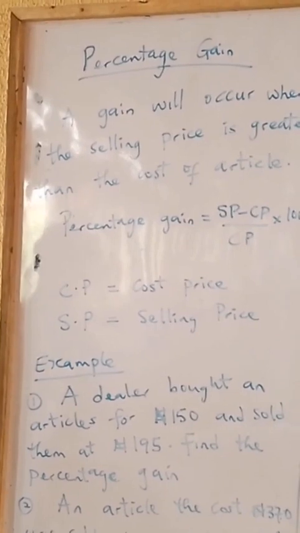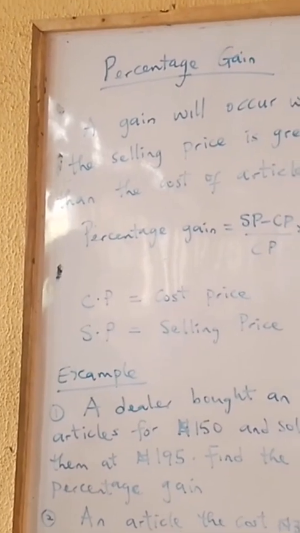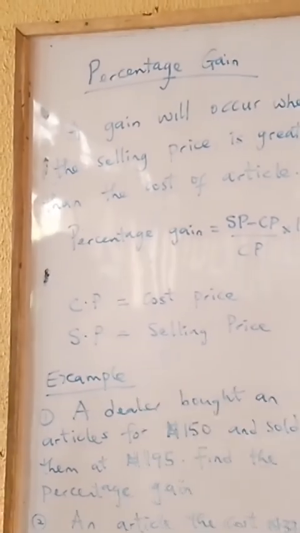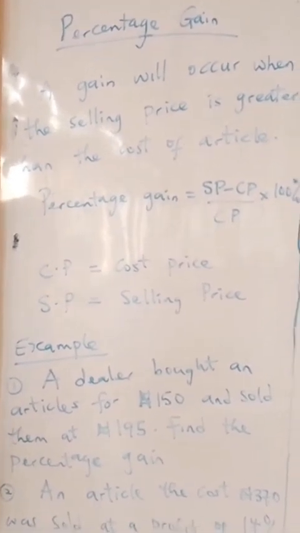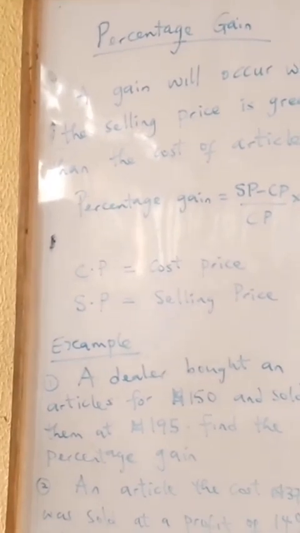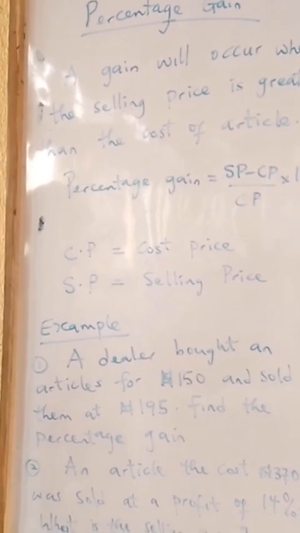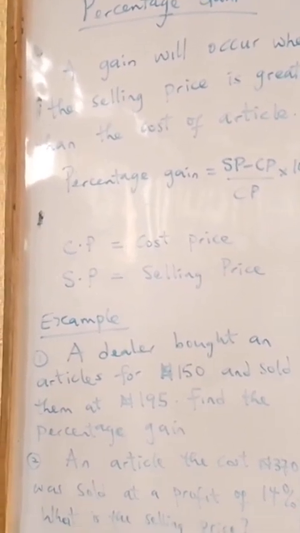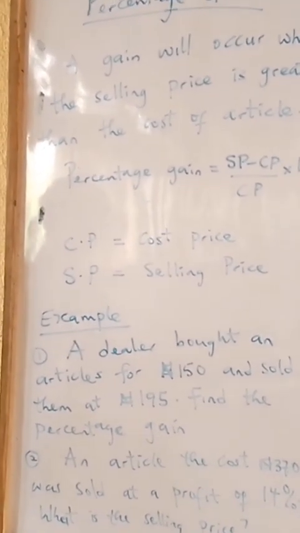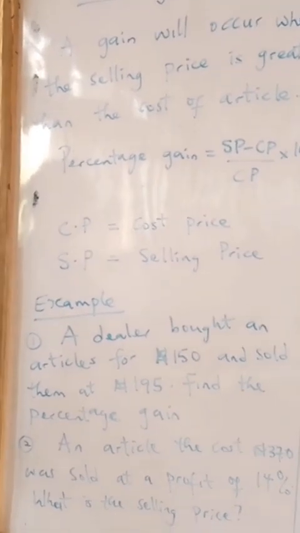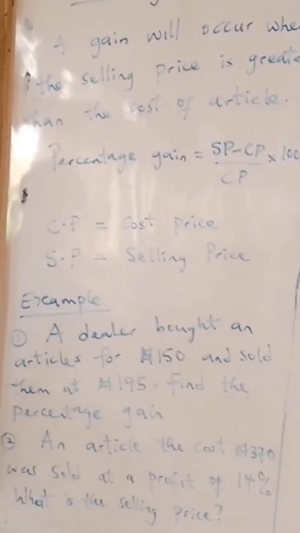Today, we want to do mathematics, and the topic is percentage gain. A gain will occur when the selling price is greater than the cost price. For instance, if you are a trader, if the amount that you sell something is more than the amount that you buy it from the market, then that shows that you gain. So the formula for percentage gain is selling price minus cost price over cost price times 100%. CP that I use here means cost price, while SP means selling price.